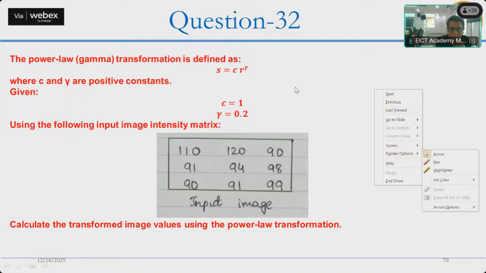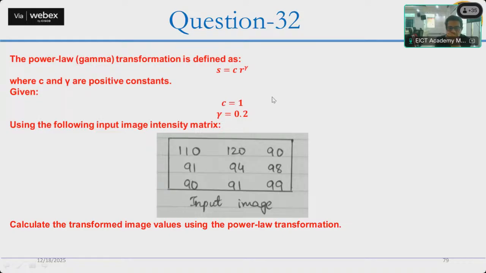So what is gamma here? Gamma is given as 0.2 and C is 1. Again the same input image is given. We want to see what would be the new value, because when we take the same input image we are able to compare it. What is happening at the output image?